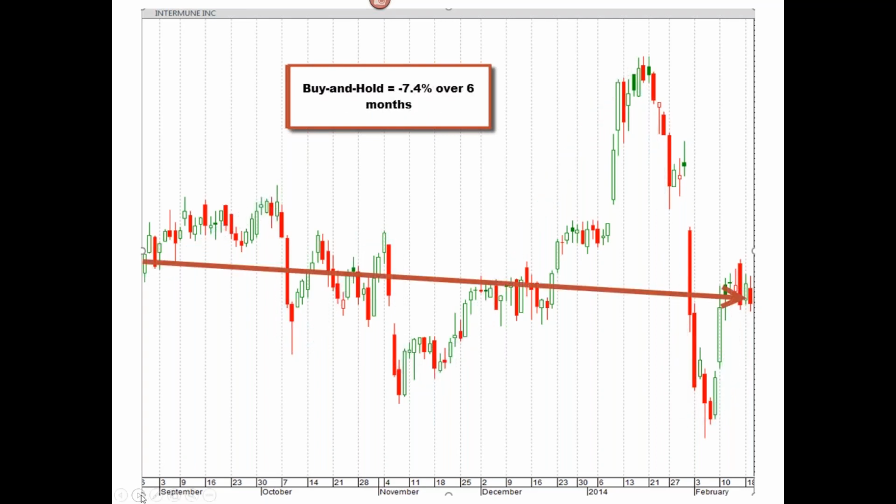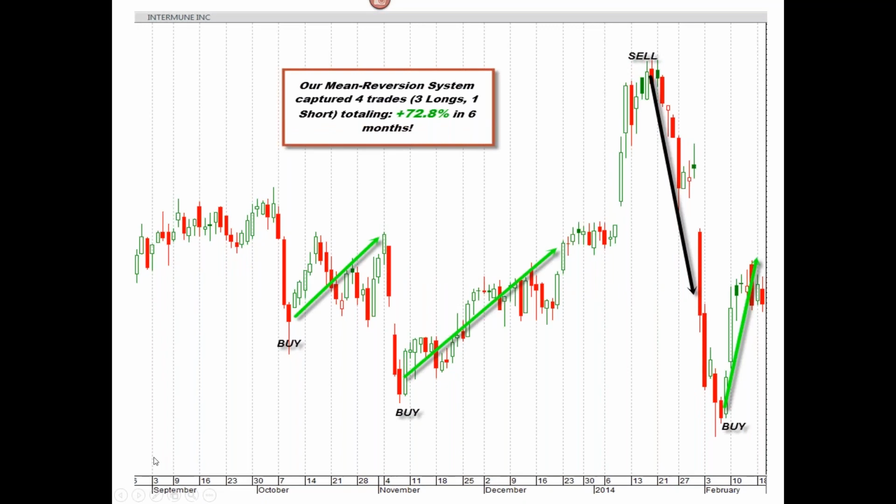Now, if you were to buy and hold this chart over the period of time that's indicated here, you would have lost about 7% over the 6 months of this time frame. But if you were trading this stock using my mean reversion system, you would have made 4 trades, 3 longs and 1 short. All 4 trades were profitable, and your total return for those 4 trades, 72.8% in 6 months. Not bad. I think I'd be happy with 72% from one stock in 6 months.